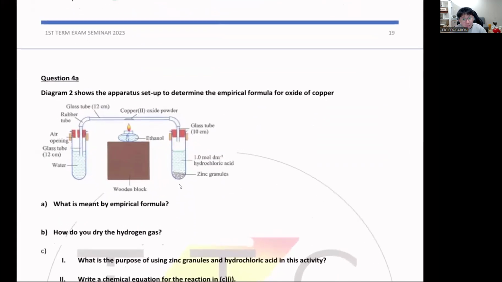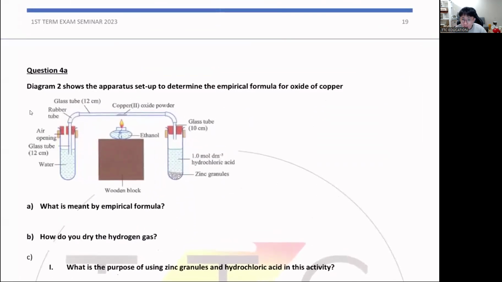Okay, now with empirical formula, next kind of question. You can see something like this. This is for copper oxide. The other one, for the open and closed one, is for magnesium oxide. So I do one question each.